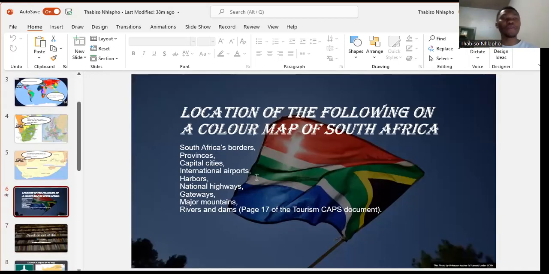So in this lesson, as we have been discussing the maps and our provinces, what I was trying to introduce to you is that in this lesson, we are going to be locating the following on a color map of South Africa. We are going to be locating our South African borders, our provinces, capital cities, international airports, harbors, national highways, gateways, major mountains, rivers, and dams. So this means we will be dealing with these things and we will be getting to them in detail.